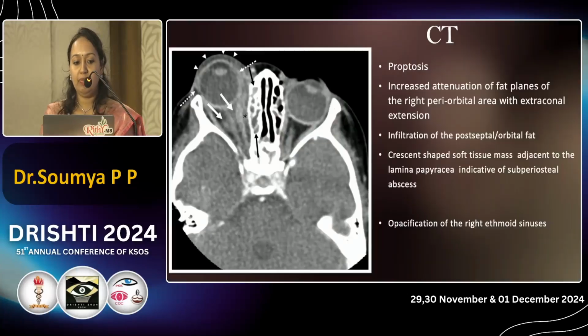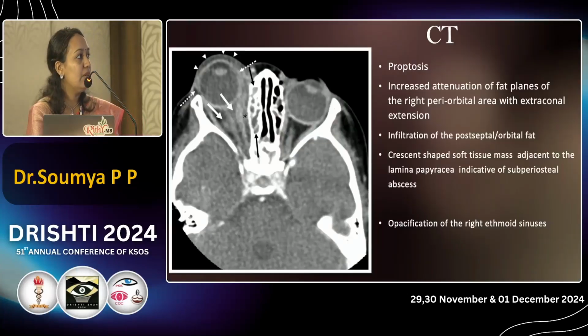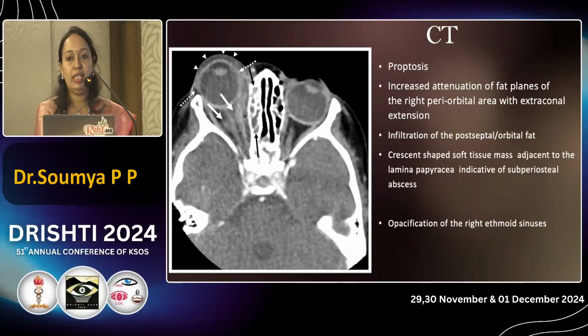any complications. In the CT, you can see the patient has proptosis on the right side. There is increased attenuation of the periorbital fat and also infiltration of the postseptal fat. You can see hyperdense areas here. And there is a crescent-shaped soft tissue mass near the lamina papyracea in the medial part of the orbit, indicative of a subperiosteal abscess. Opacification of the ethmoidal sinus is also present, suggestive of the cause.